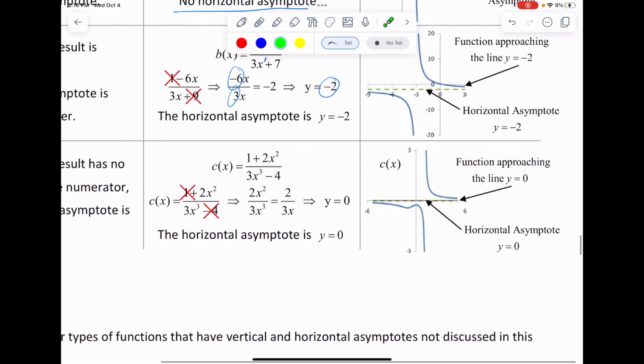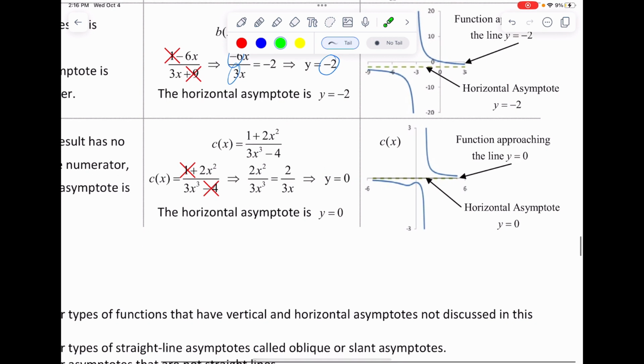The other scenario is when the degree in the numerator, n, is less than k, the degree in the denominator. In that case, we know that we have a horizontal asymptote at y equals 0. So that's why we have a line here at y equals 0.